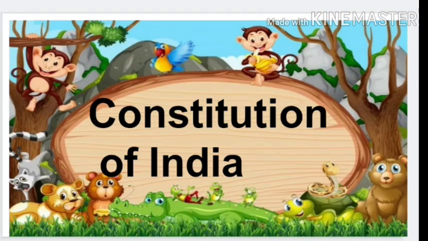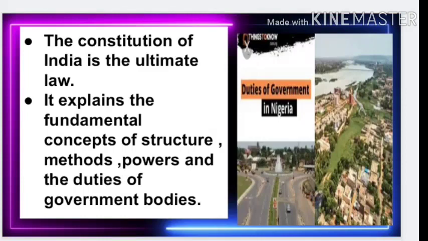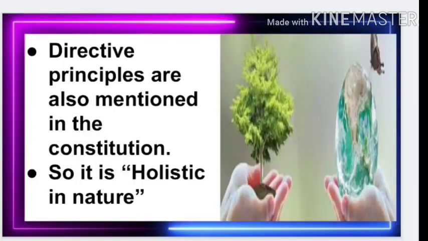Now let's see the Constitution of India. What are all the things that make the Constitution of India? Let's see. The Constitution of India is the ultimate law. It explains the fundamental concepts of structure, methods, powers, and duties of government bodies. It also explains the fundamental rights and duties of the citizens. And then directive principles are also mentioned in this constitution. So it is holistic in nature.